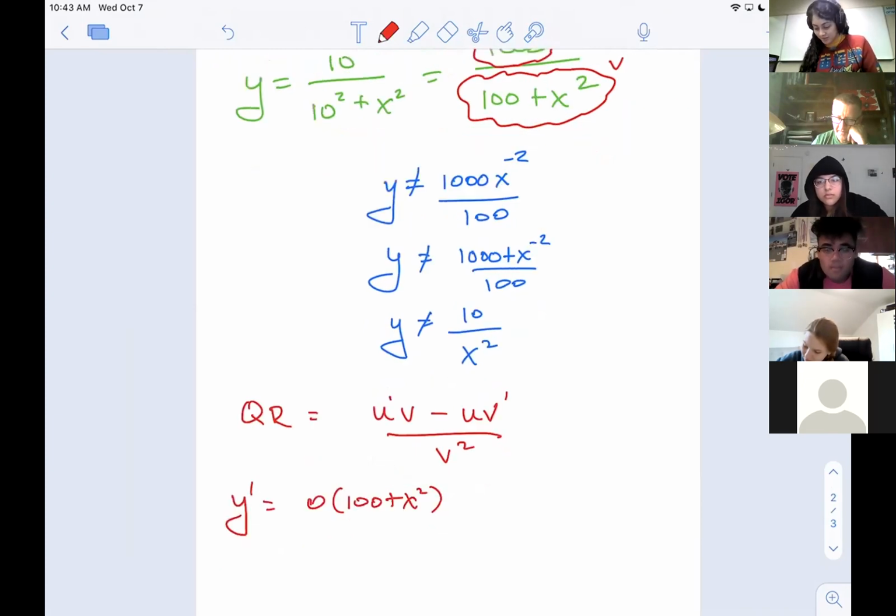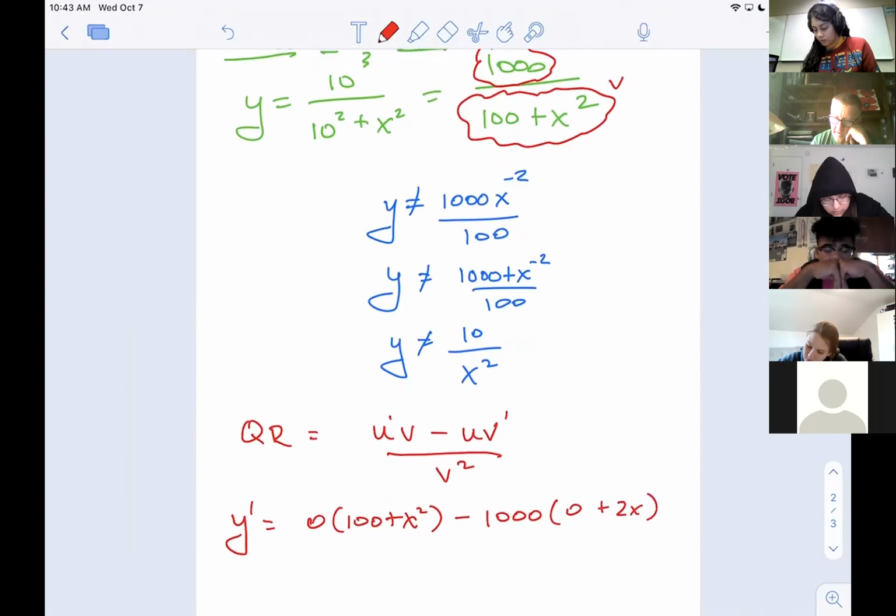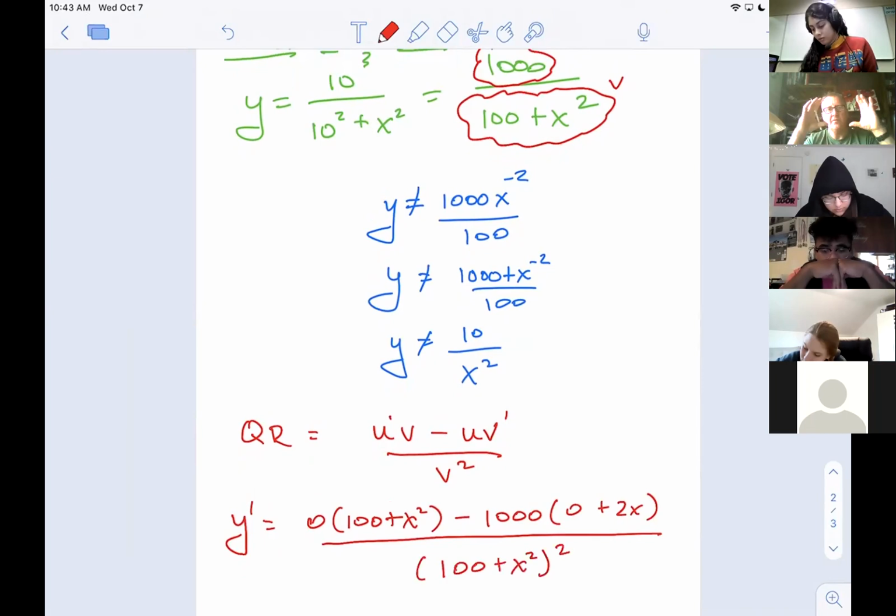So there's u prime v, and then minus u, which is 1,000. And then what's v prime? What's the derivative of 100 plus x squared? 2x. Yeah, the derivative of 100 is nothing, and the derivative of x squared is 2x. I'm just writing everything out so that you can see it. And then what goes on the bottom will just be squared. So that'd be 100 plus x squared, squared. And you should understand that that does not mean 100 squared and x squared. That means parenthesis times parenthesis, distributive law.